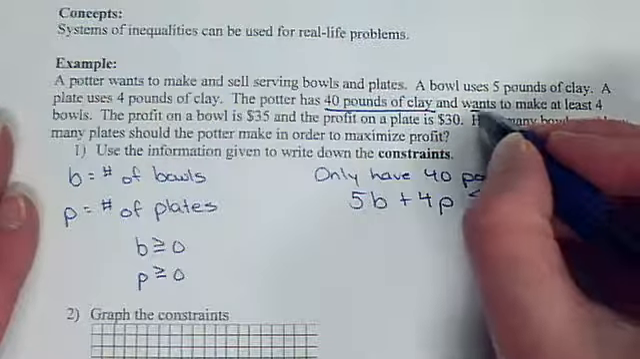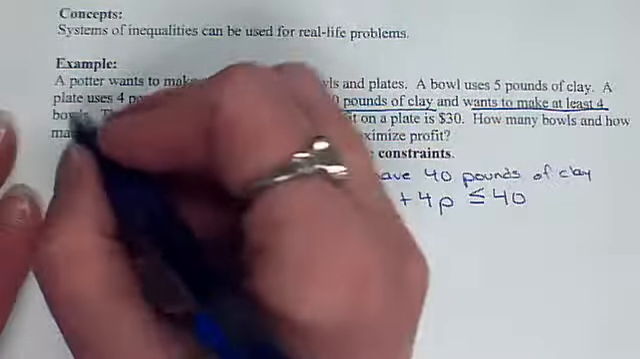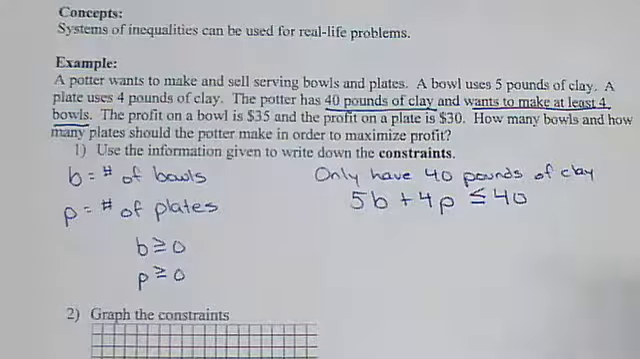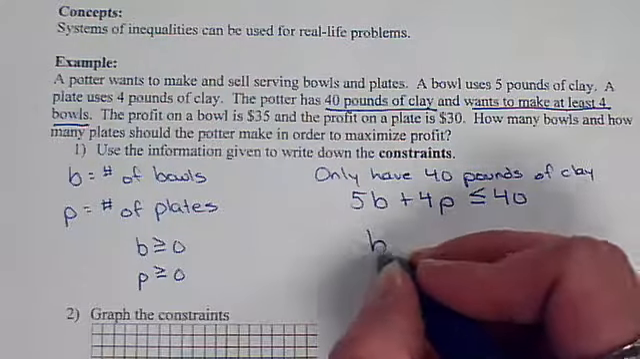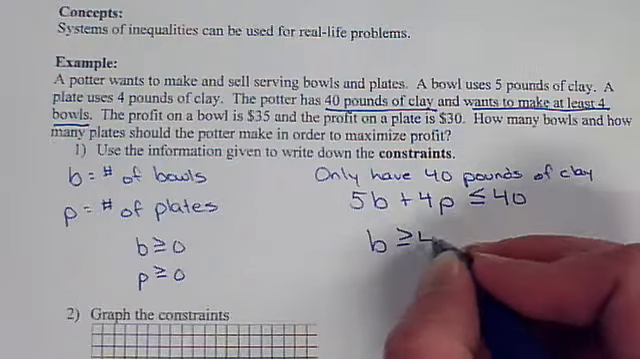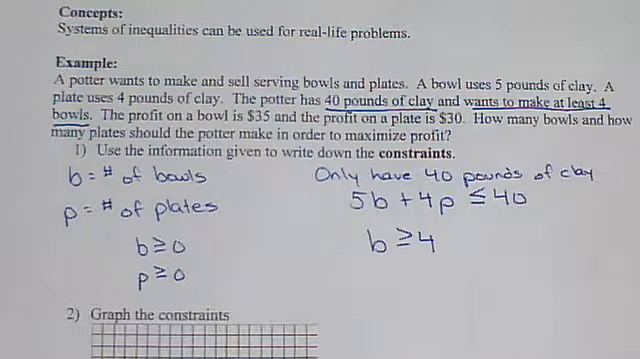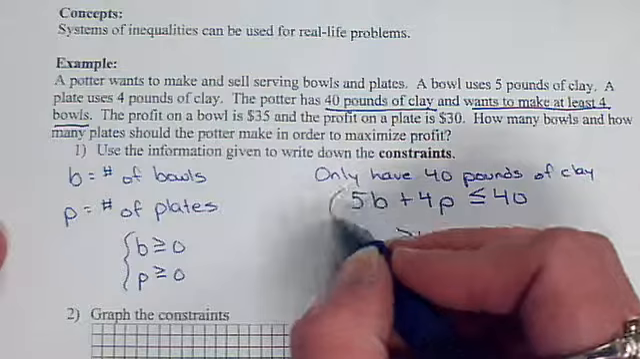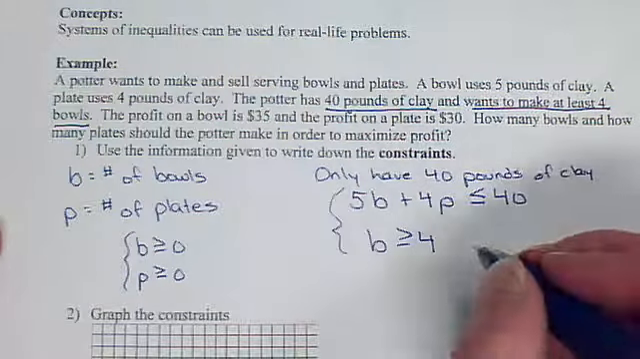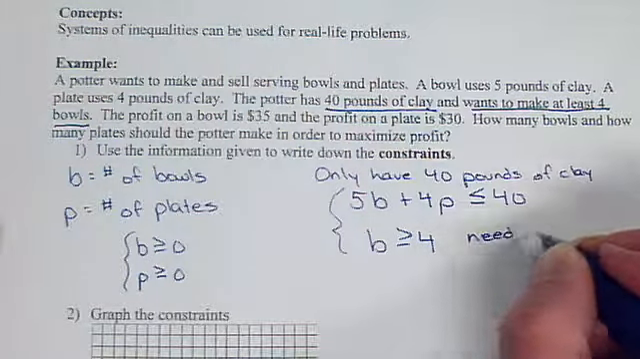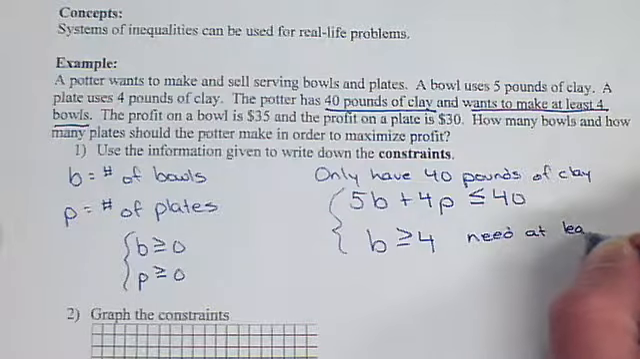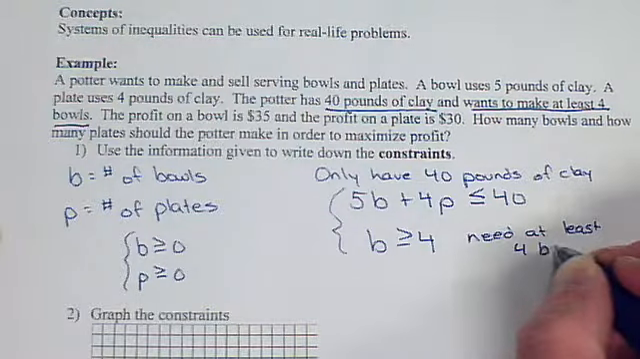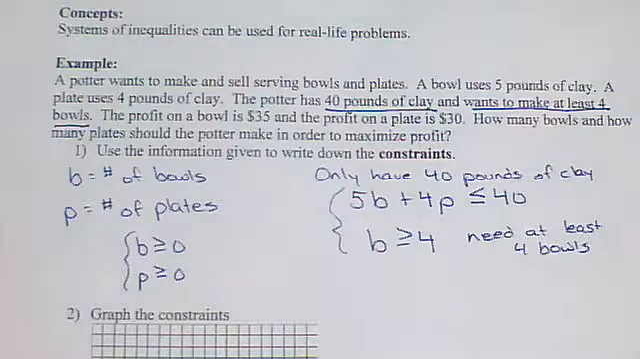We also know that this potter wants to make at least 4 bowls. Maybe he already has an order for those. So his number of bowls has to be greater than or equal to 4, because he really needs to at least make those. All right. Now that I have my constraints, here are some reasonable constraints, and then these were given information. This was the need at least 4 bowls. We have inequalities that we can graph.